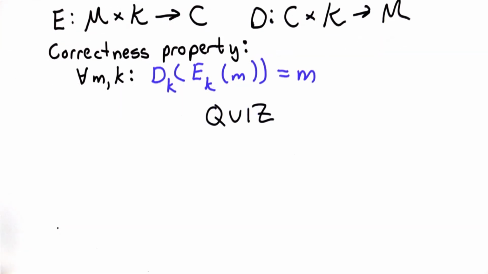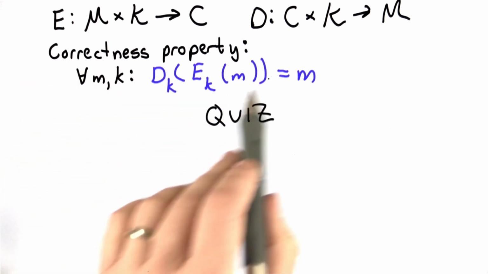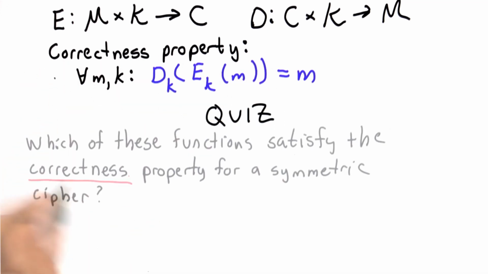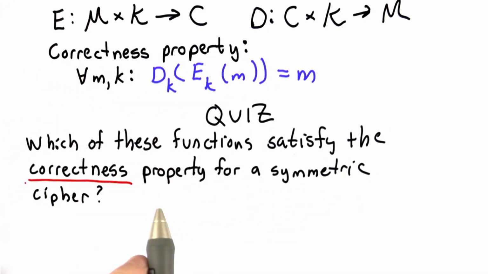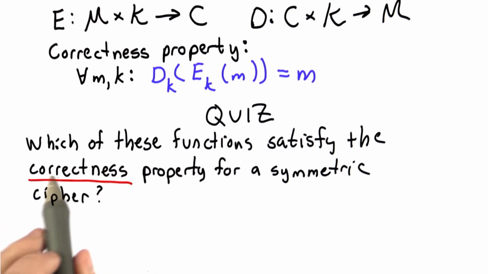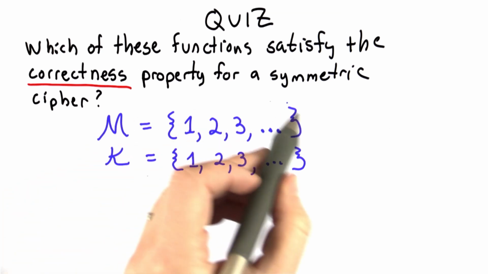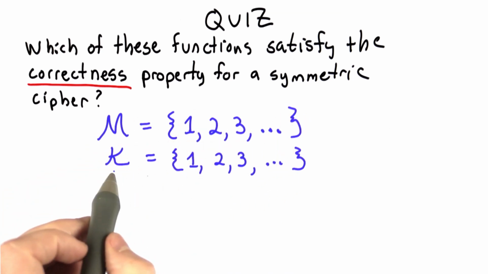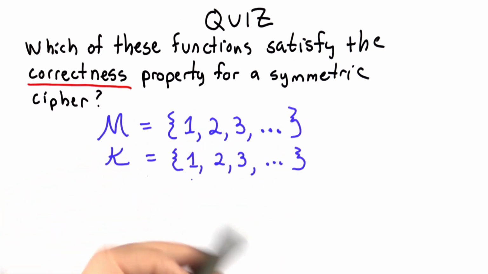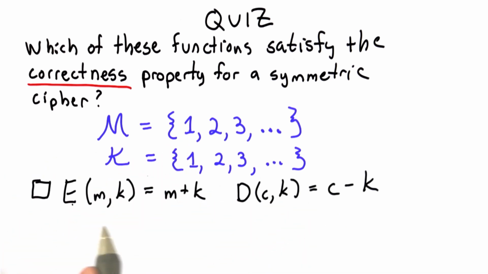So now it's time for a quiz to see that you understand the correctness property for a symmetric cipher. Which of the functions below satisfy the correctness property for a symmetric cipher? And we'll assume both the message space, the set of all possible messages, and the key space, the set of all possible keys, are the natural numbers, so the whole numbers starting from 1. So each choice is a pair of functions, the encryption function and the decryption function.